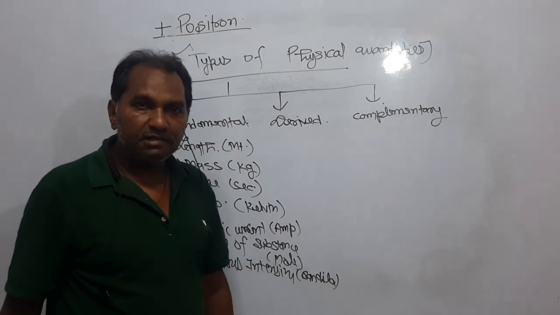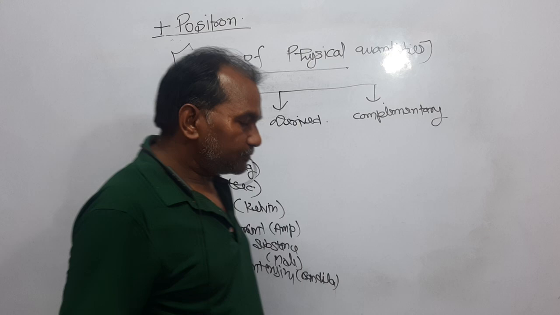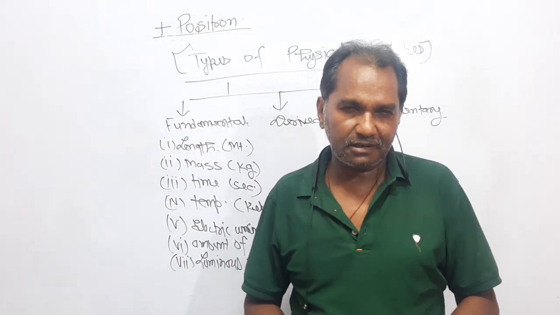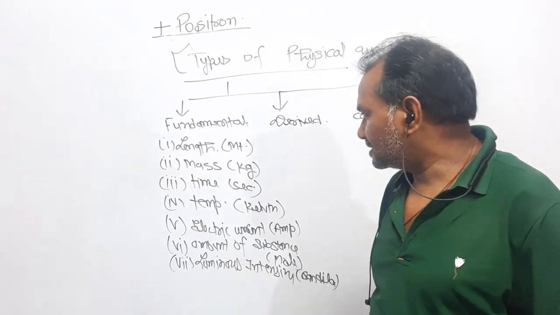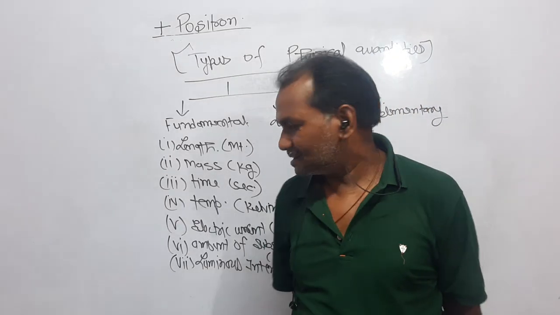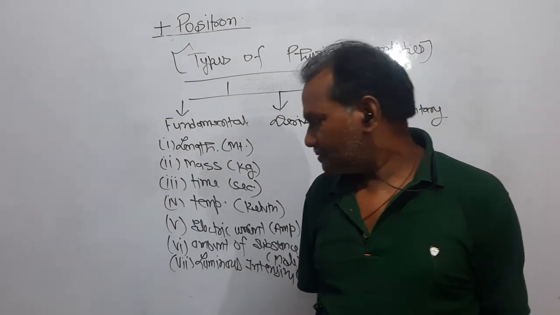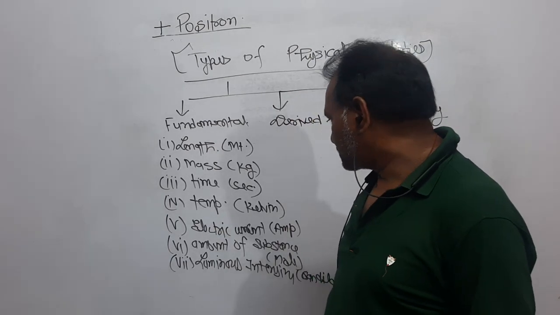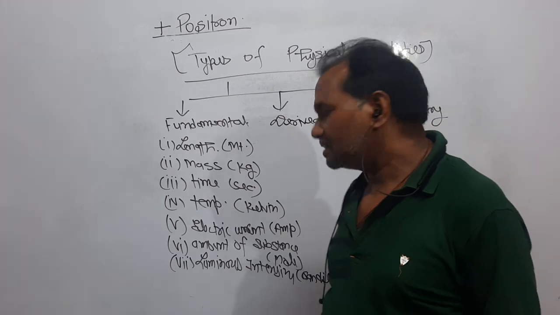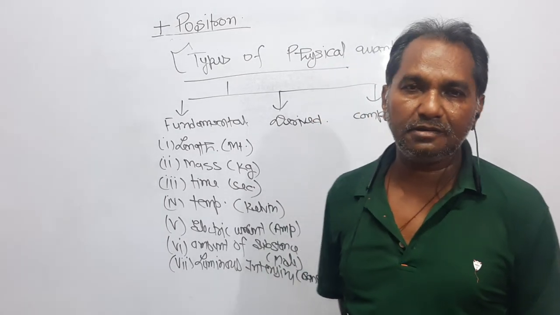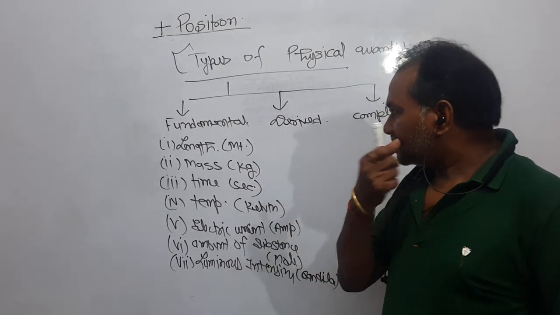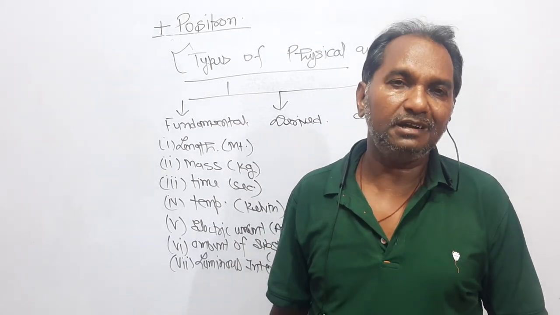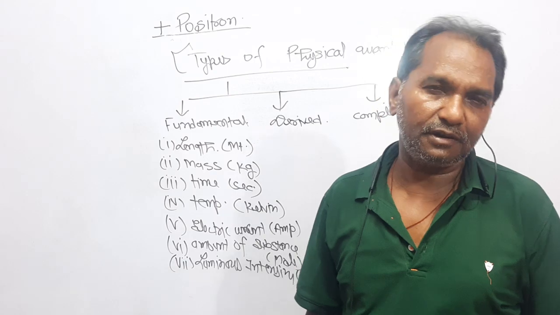Dear students, I have written here the fundamental quantities. First one is length, SI unit meter. Second one is mass, having the SI unit kg. Third one is time, SI unit second. Temperature, Kelvin. Electric current, ampere. Amount of substance, mole. And luminous intensity, expressed in terms of candela. Now, what are fundamental quantities? Those quantities which can be defined independently are said to be fundamental quantities.